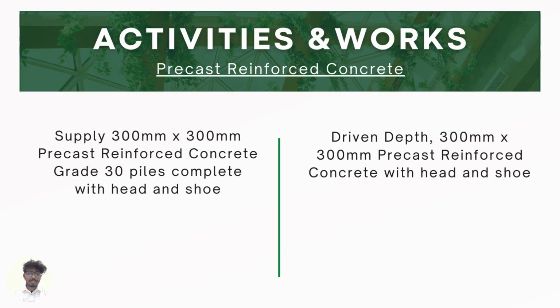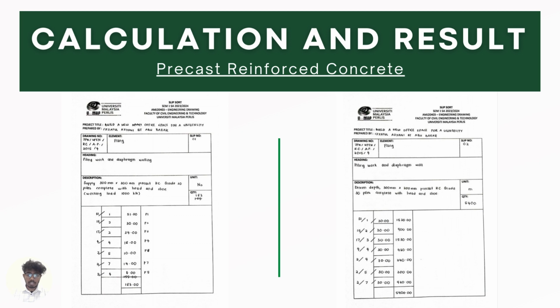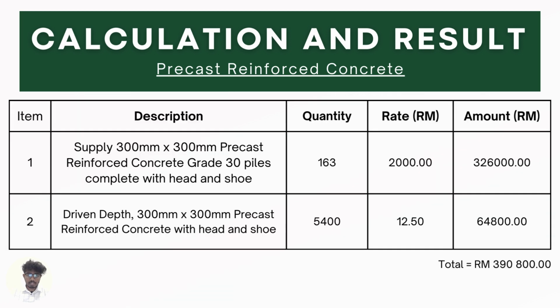Sorry. So the precast reinforced concrete will have two items, which are supplying precast reinforced concrete complete with head and shoes, and driven depth as well. So the calculation example is here. The total amount cost for supplying reinforced concrete grade 30 piles complete with head and shoe is 326,000. For driven depth it is 64,800 ringgit, and the total will be 390,800 ringgit.